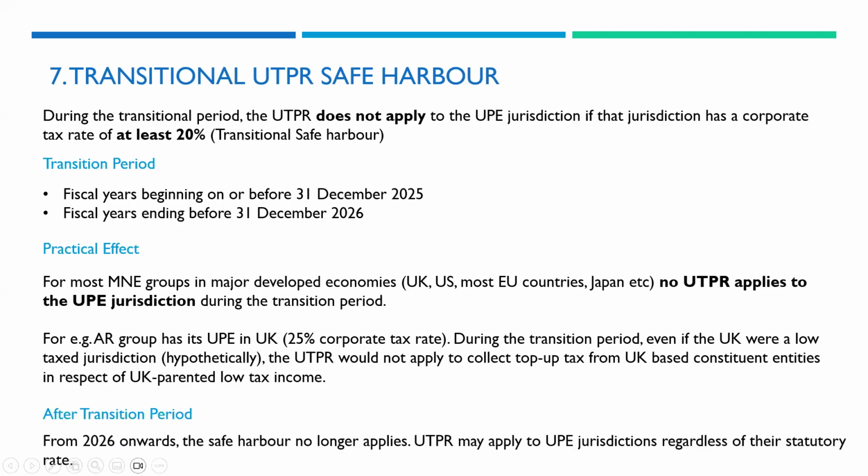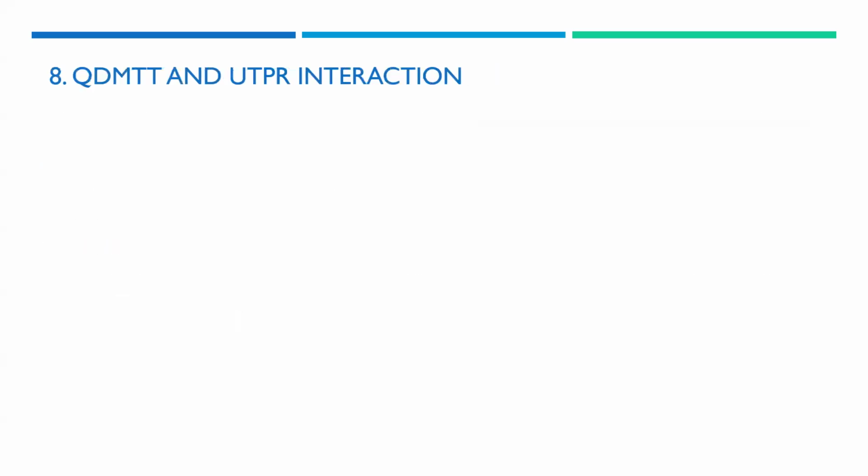Now, after transition, the safe harbor no longer applies. UTPR may apply to UPE jurisdictions regardless of their statutory rate, if they are an LTCE. But in the first year, we will only look at the statutory rate, and see the rate is 20%. And if they have paid less than 15%, that means it's maybe a one-off thing, because a UPE is the person who receives all the dividend and all the revenue there. So in the first year we will exempt you, from the next year it would be taxed. Just a matter to keep in the back of your head, nothing much.